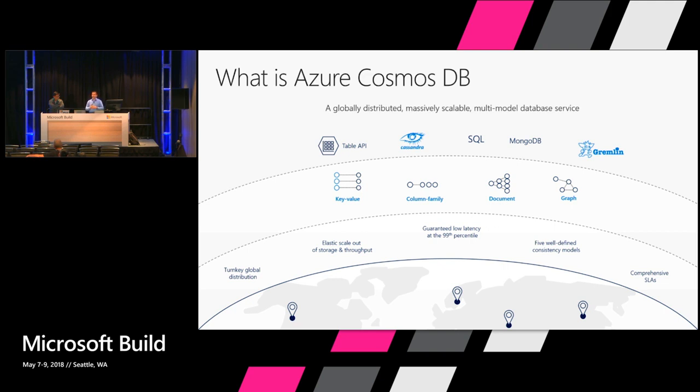We also provide 5 well-defined consistency models. That's 3 more than typical. Typically, from distributed databases, you get strong and eventual, and we provide 3 more. We'll briefly talk about them. And we also provide comprehensive SLAs on throughput, latency, availability, and consistency.